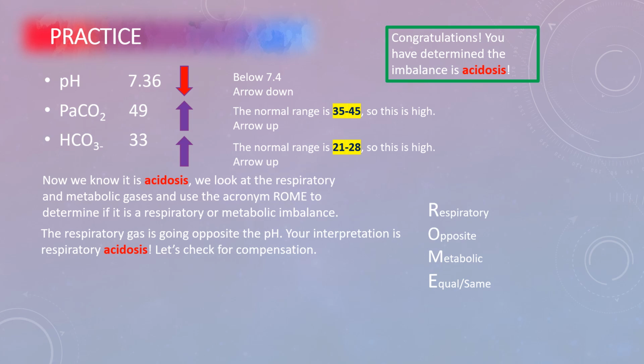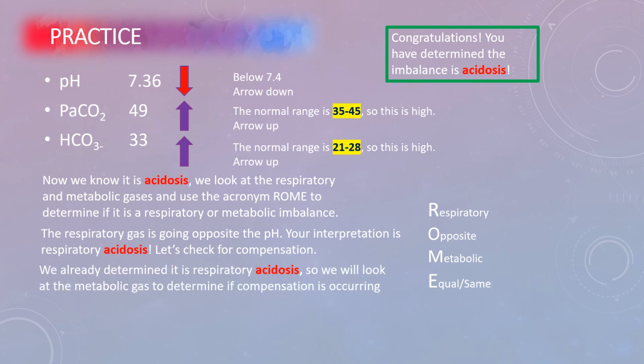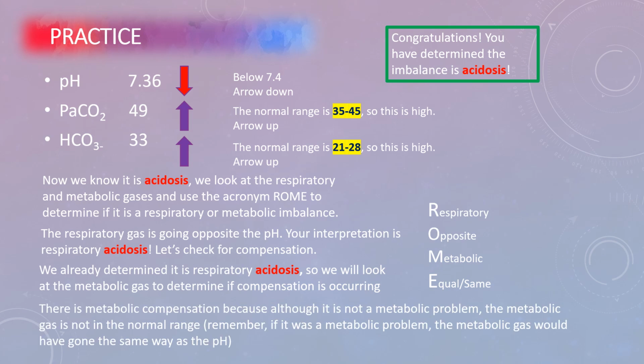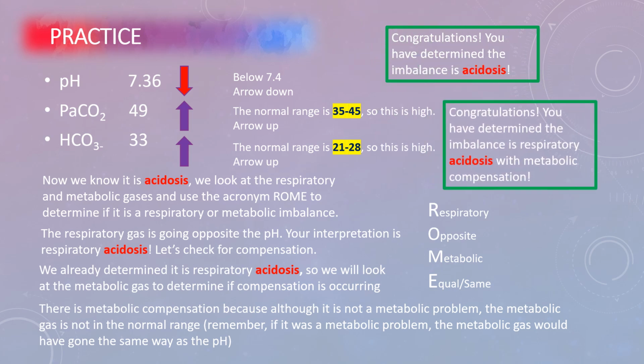Now let's check for compensation. We've already determined it's respiratory acidosis, so we'll look at the metabolic gas to determine if compensation is occurring. There is metabolic compensation because although it's not a metabolic problem, the metabolic gas is not in the normal range. Remember, if it was a metabolic problem, the metabolic gas would go the same way as the pH. So congratulations, we've determined that the imbalance is respiratory acidosis with metabolic compensation.